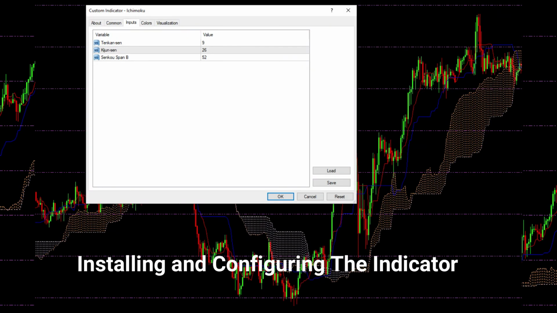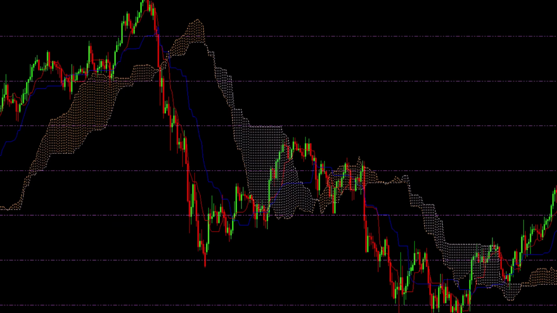Installing and configuring the indicator. The Ichimoku indicator is included in the standard package of tools of the MetaTrader 4 trading platform, so its installation is quite simple. You don't need to search for it on the internet or download it from other resources. Just open the List of Indicators tab on the terminal toolbar and select Ichimoku Kinko Hyo in the trend category.